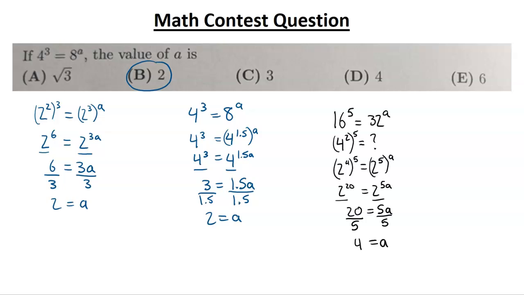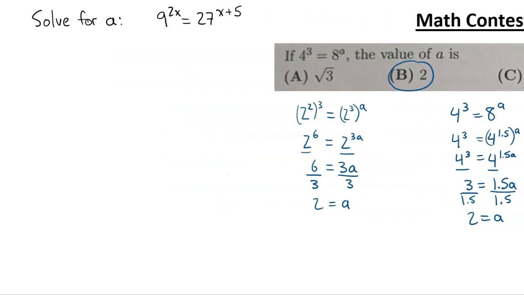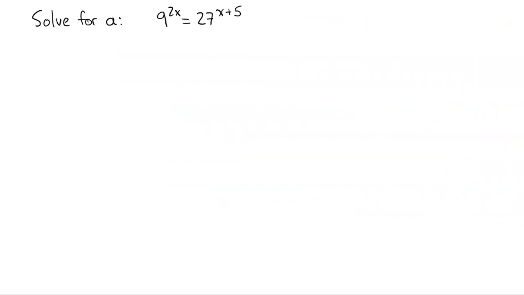Let's look at one more example here to wrap up the video. So here we have a question where we have 2 different bases, and we also have the exponents that both have the variable in them, rather than just in one of the exponents. But we can use the same process we've done so far. 9 times a whole number does not give me 27, so I have to go back further than that and find a common base, and the common base is base 3. And so 9 can be written as 3 squared, so we have 3 squared to the power of 2x. And 27 can be written as 3 cubed. So 3 cubed to the power of x plus 5.